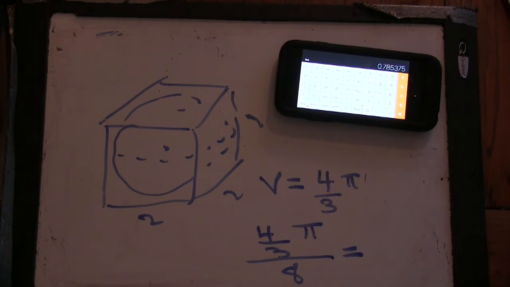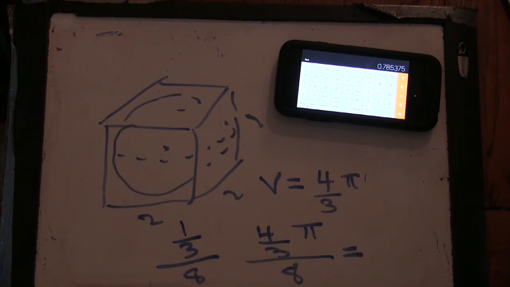I'm taking 4/3 pi and chopping it up into how many pieces? 8 pieces. So what is 1/3 divided by 8? What do I get when I chop 1/3 into 8 pieces? 1/24. So what do you think I get when I chop 4/3 pi into 8 pieces? 4 pi over 24. Which does simplify a little bit. It's pi over 6.